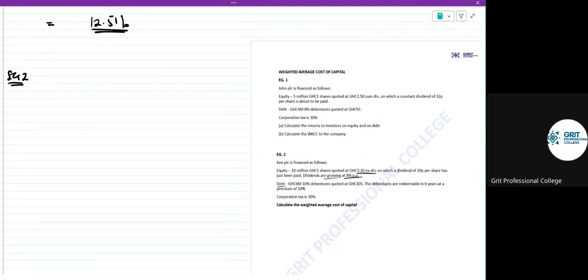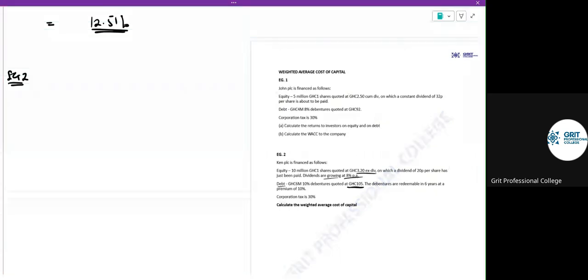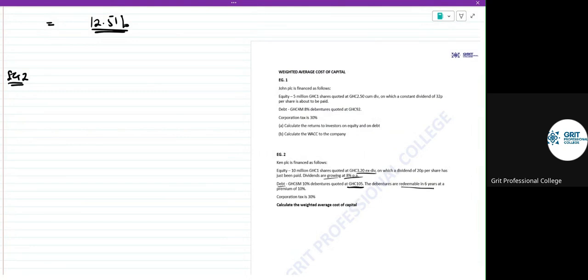Secondly, they also finance with debt, and they have a total of 6 million CD 10% debenture, which is quoted at 105. It means that the bond is sold at a premium. The debenture is redeemable in 6 years' time, and it is redeemed at a premium of 10%. Corporation tax is 30%. And so we need to calculate our WACC. So what do we need? We need VE, we need VD, we need KE, and then we need KD 1 minus T.